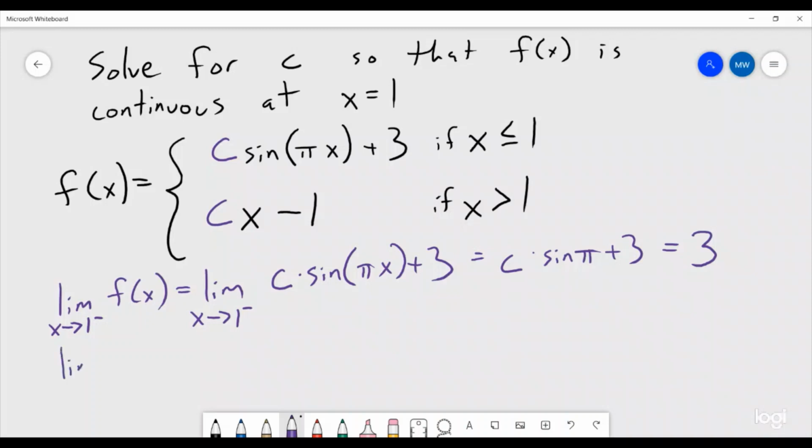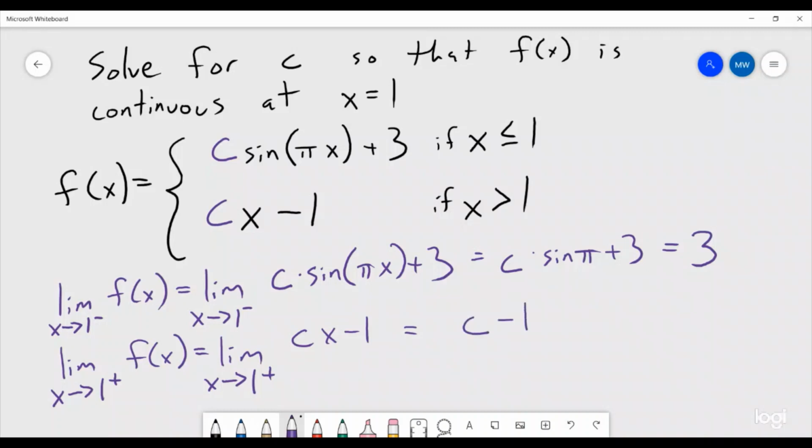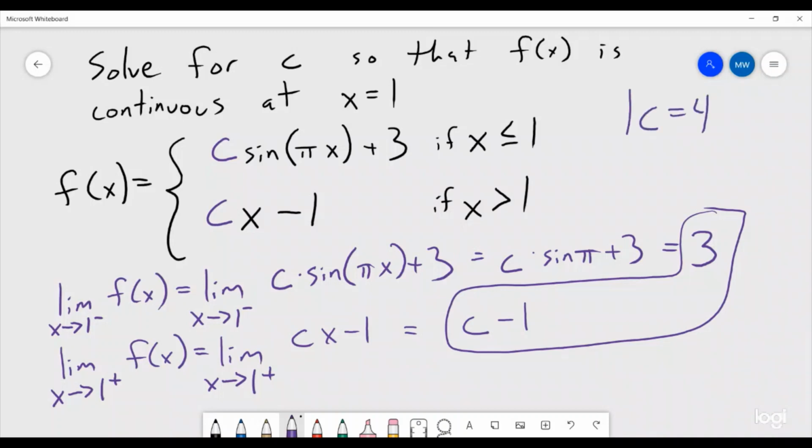On the other hand, the limit as x goes to 1 from the right of f of x, well, that's just going to be the limit as x goes to 1 from the right of cx minus 1, which is equal to c minus 1. We want both of these to be equal. So that means we need c to be 4.